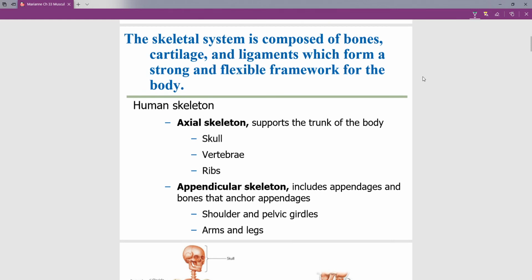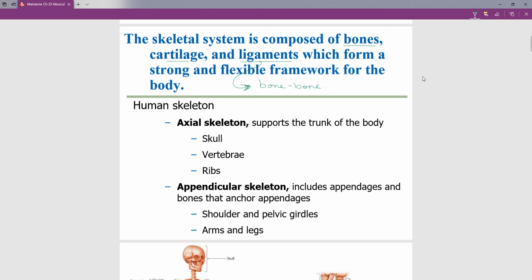So the skeletal system is made up of bones, cartilage, and ligaments. Ligaments go bone to bone, where tendons go muscle to bone. So we will talk about tendons as we move on in this because obviously there is a connection between the skeletal system and the muscular system. But really when we're talking only about the skeletal system, then ligaments come into play.